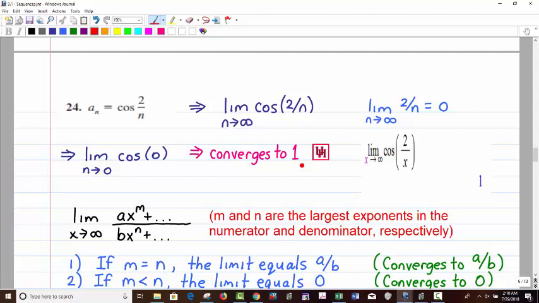And there we have it. So it converges to 1. Maple likes that answer.